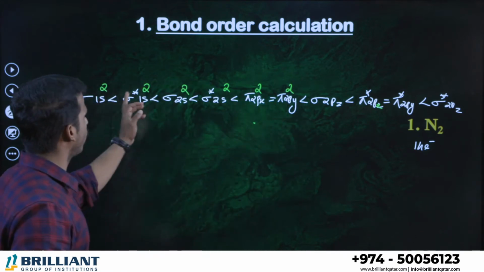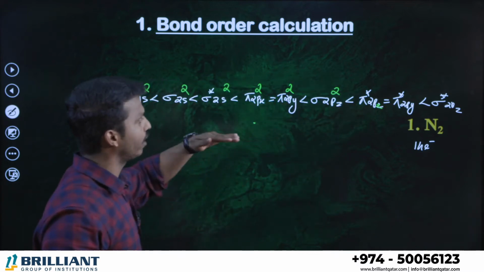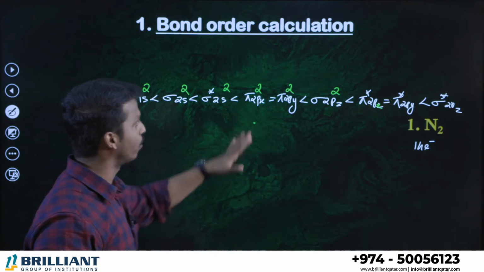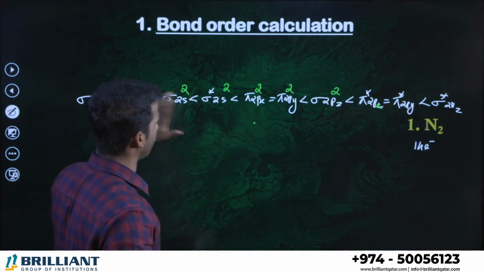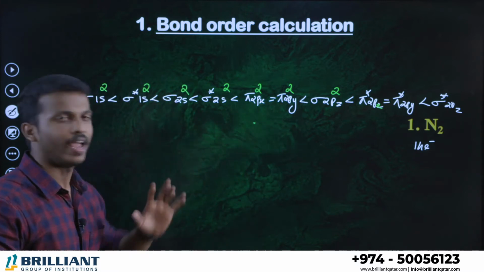So 2, 4, 6, 8, 10, 12, over. Here we can fill the remaining 2 electrons. So we filled 14 electrons. This is the arrangement of molecular orbitals and the distribution of electrons in each molecular orbital of the N2 molecule.